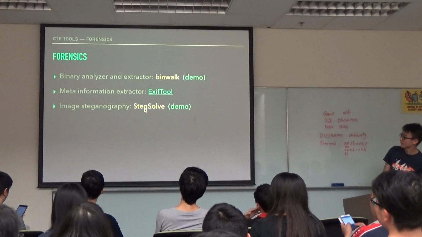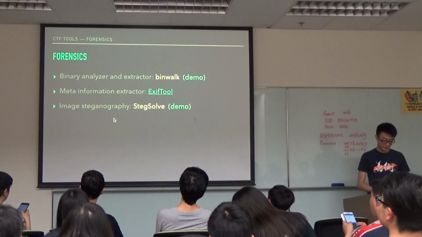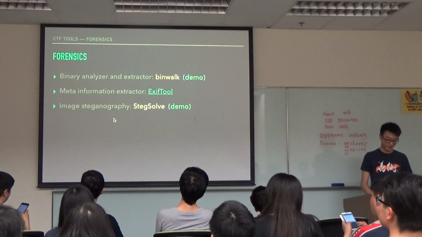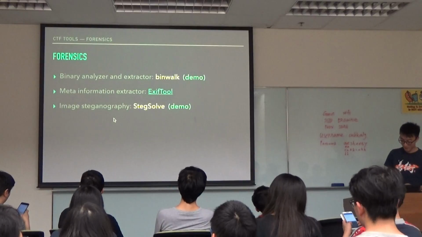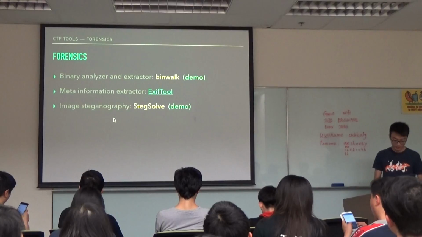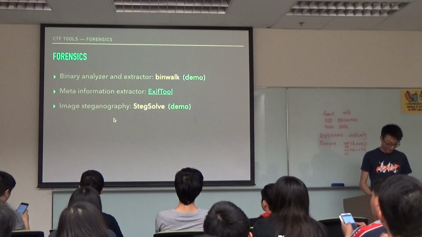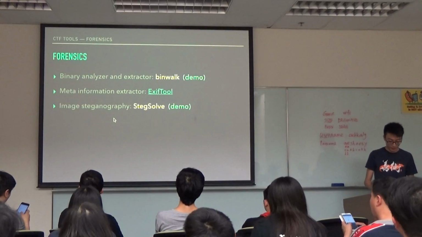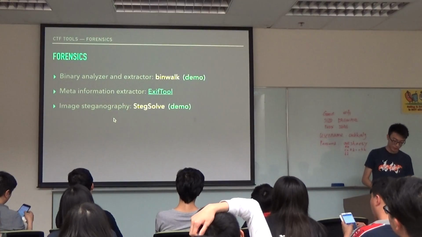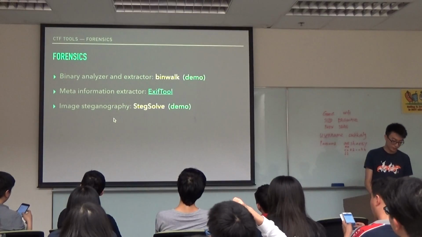The next tool is also very common in CTF, StegSolve. First, what is image steganography? It's hiding something, for example, a secret sentence in an image, in such a way that just by looking at the image itself, you cannot see the difference. But you can use some algorithm to extract the hidden message from the image.